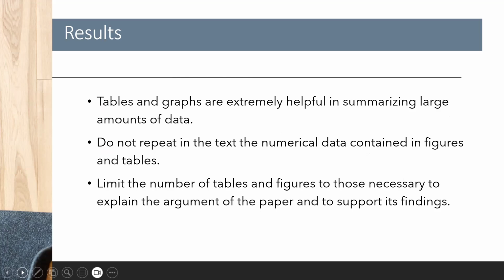Tables and graphs are extremely helpful, especially if you have so much data that you cannot simply narrate everything in the text. So these things help you summarize large amounts of data. But as said earlier, do not repeat in the text the exact numerical data contained in the figures and the tables. And try to limit the number of tables and figures to those necessary in order to explain the argument of the paper and to support its findings.